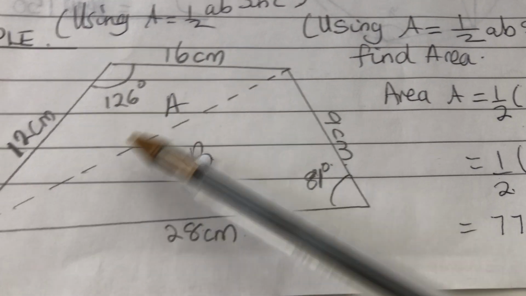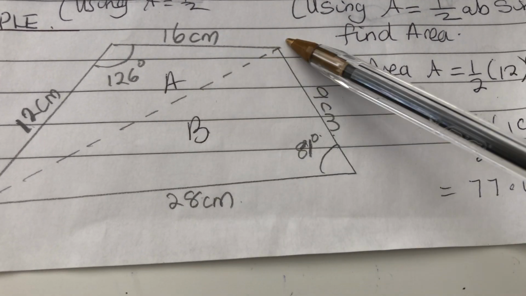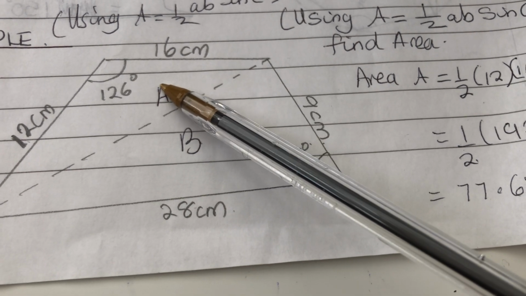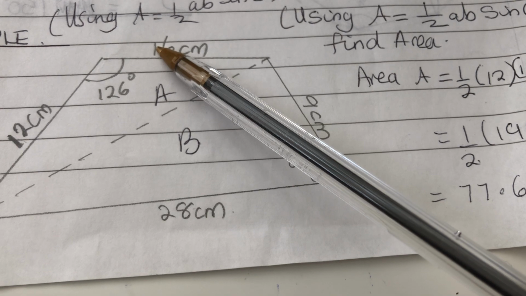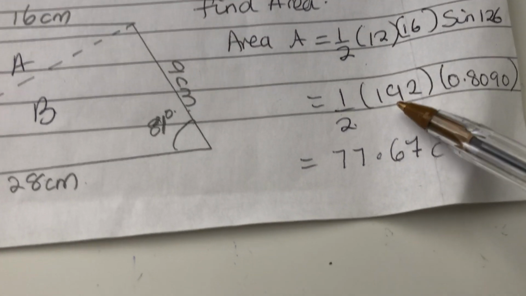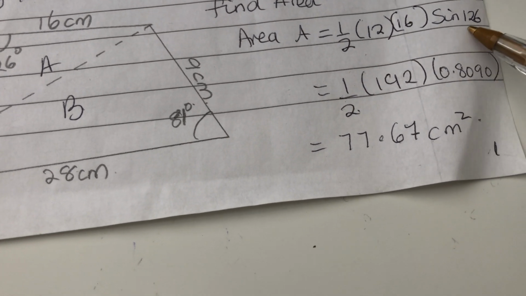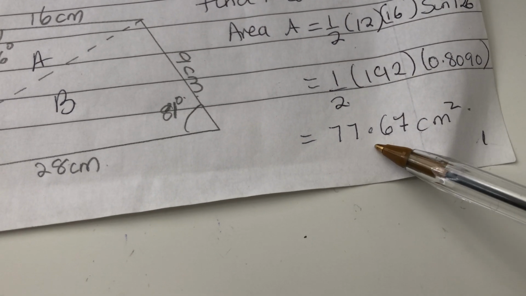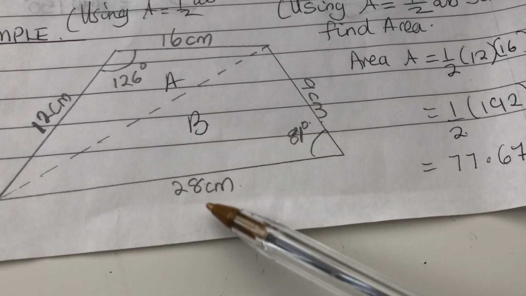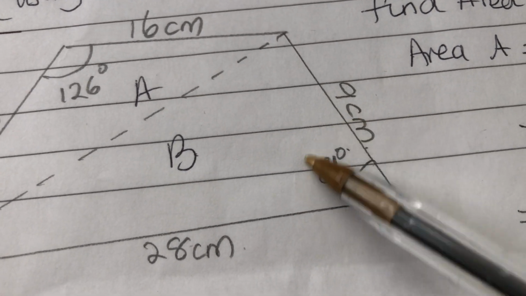The first area A, after dividing it, I wasn't given this line. I drew it myself to solve this. So the area for A is half times 16 times 12 times sine of 126, that angle here. If you do that correctly on the calculator, you get 77.67.